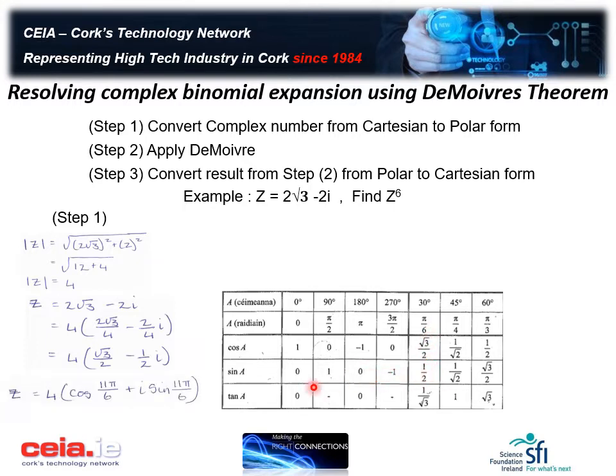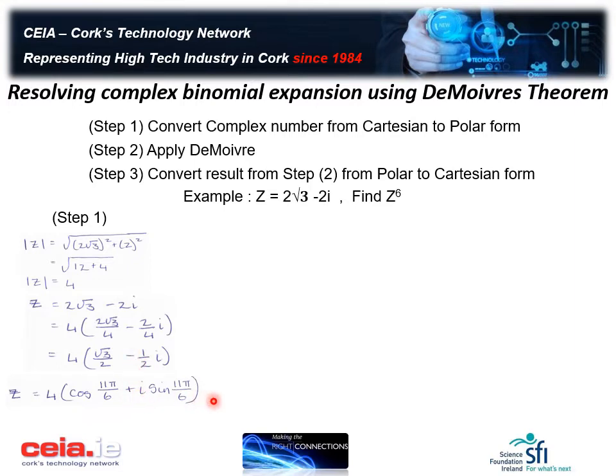Okay, so that gives us our complex number in polar form, which is equal to 4 open brackets cosine 11 pi over 6 plus i sine 11 pi over 6. Watch the change from negative to positive here. Okay, so that's step 1 of this process done.